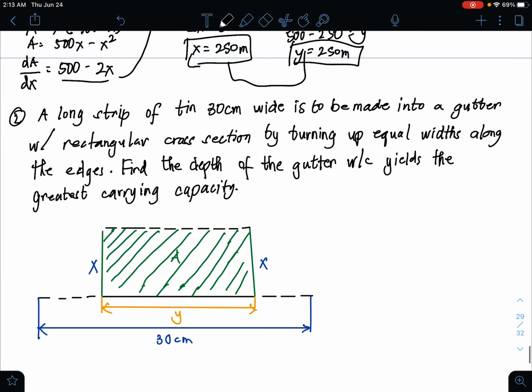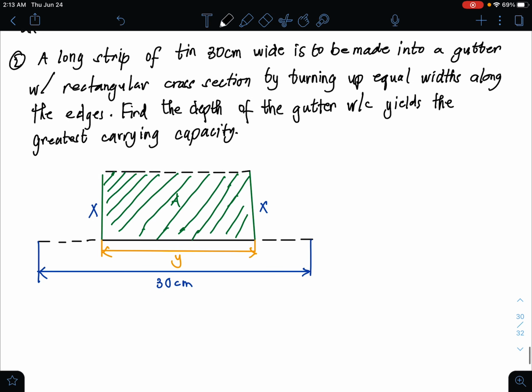Now let's go with number 2. A long strip of tin 30 centimeters wide is to be made into a gutter with rectangular cross sections. Kung wala mo sa gutter, kanang gutter kanang magasalo sa ulan, di ba? Nya, tin daw, it's like a bakal. So, piluon daw siya, no? Turning up equal widths along the edges. So, gipilo kani siya ang katong gipilo. Nahimo na siya ginani, no?